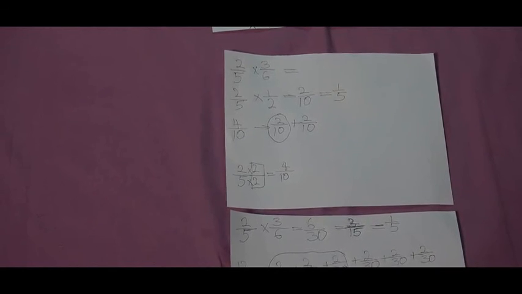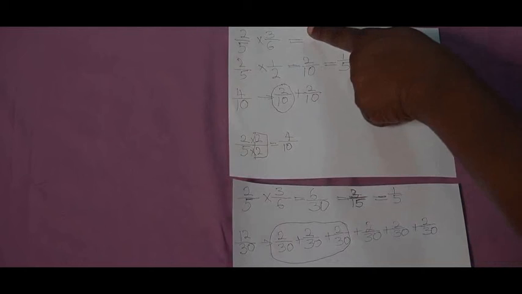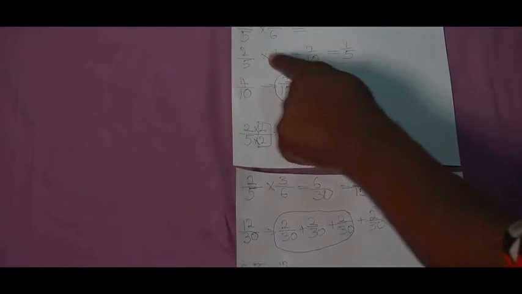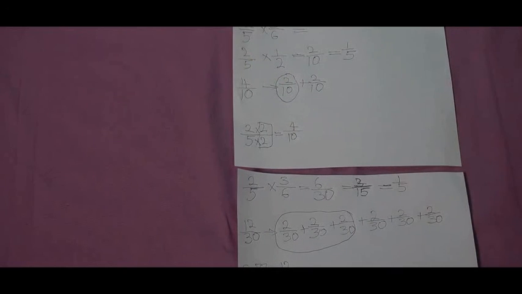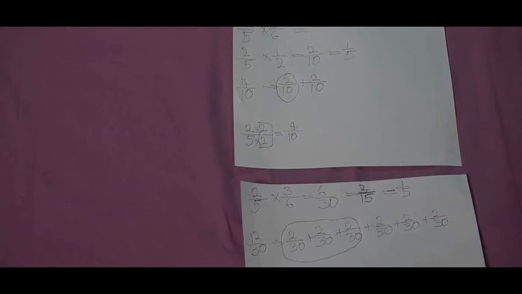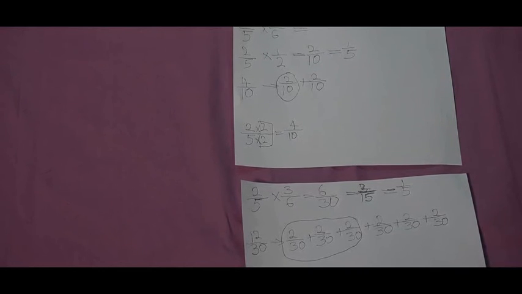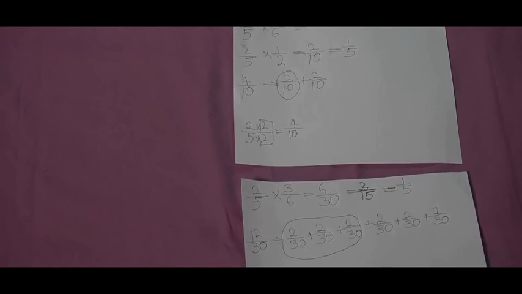And again, we see that we started with 2/5, multiplied that by 3/6, or 2/5 multiplied by 1/2, and we are ending up with a smaller number of 1/5. And that makes sense, because I told you before that anytime we multiply by a fraction, we are taking just a part of that number. So we always end up with a smaller number than the number we started with.